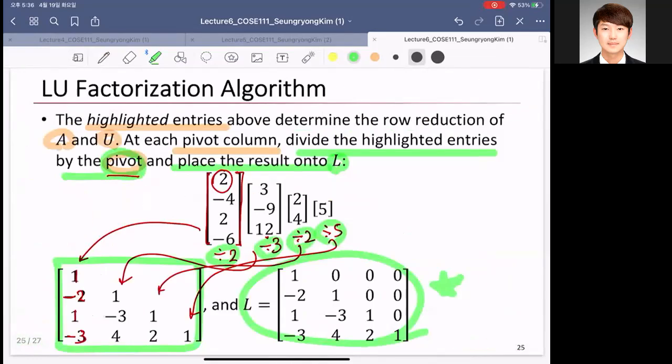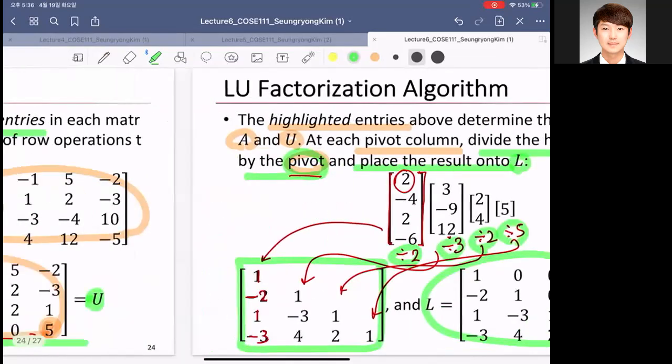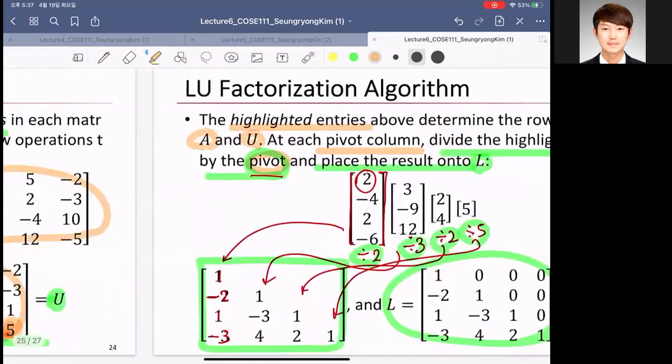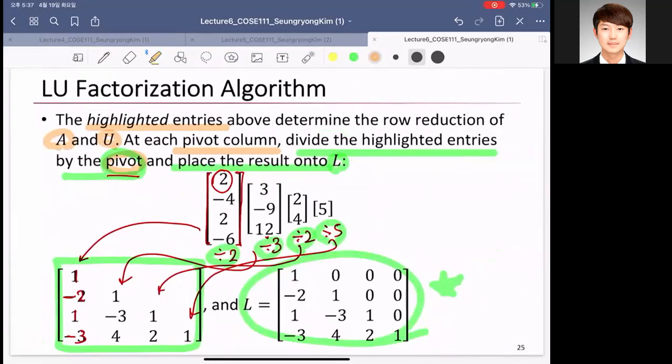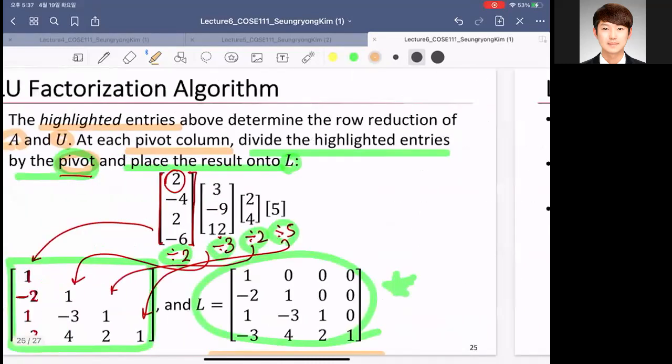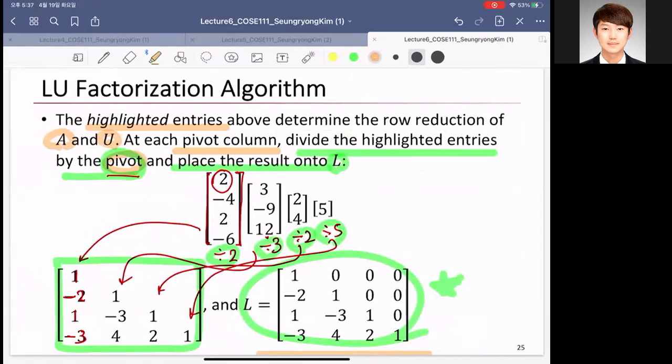Right. So in other words, how do we compute the LU factorization? First of all, row reduce matrix A to U and check the pivot columns at each step. Then just build the matrix L, which is going to be our final matrix L. Right? This is LU factorization. Any question? Question? Okay, let me explain once more in Korean.